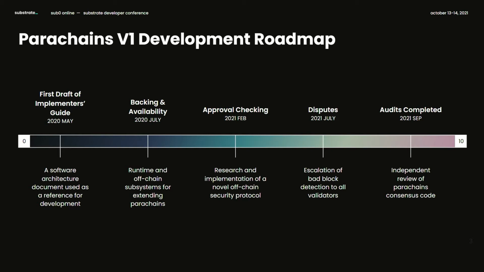And then finally, disputes is this escalation aspect. If a validator detects that something is bad, then this needs to be escalated. It needs to reach all the other validators so that they can also participate and check it. Essentially, there's an extremely low chance, we're talking about like 20 decimal points or something, that an approval checking phase goes through without someone finding out that the block is bad, and that would be immediately escalated. So these things all fit together to give us the security and the scalability of Parachains.